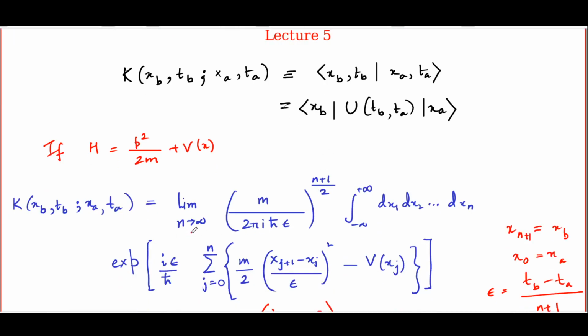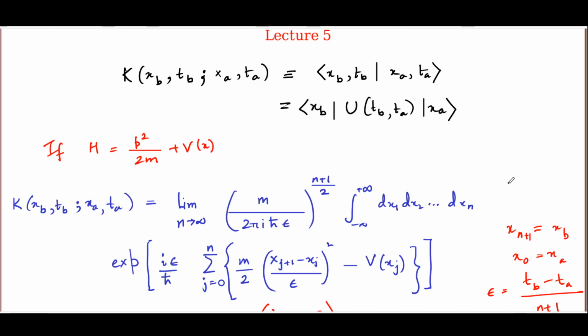It's the limit as small n goes to infinity of this factor, (m by 2 pi i ħ epsilon) raised to the power (n plus 1) by 2, multiplied by a multiple integral over small n variables dx1, dx2, up to dxn, ranging from minus infinity to plus infinity, of this integrand: the exponent of i epsilon by ħ, sum from j running from 0 to n of m by 2 times ((x_{j+1} minus x_j) by epsilon) whole squared, minus V at x_j.